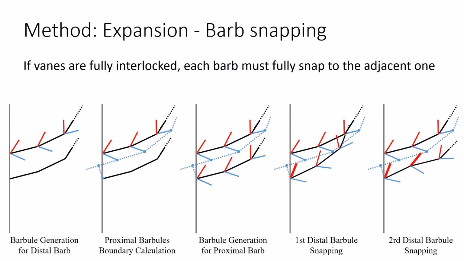Then we generate Barbules for the lower barb. And then, for each distal Barbule, the red ones, we rotate the current line segment to make this distal Barbule touch the boundary above. At last, we recursively apply this algorithm to each barb to simulate the geometry restriction of Barbules.